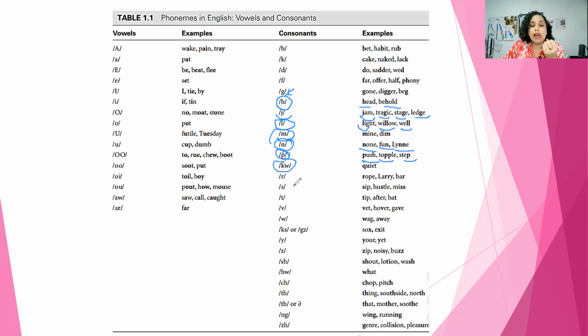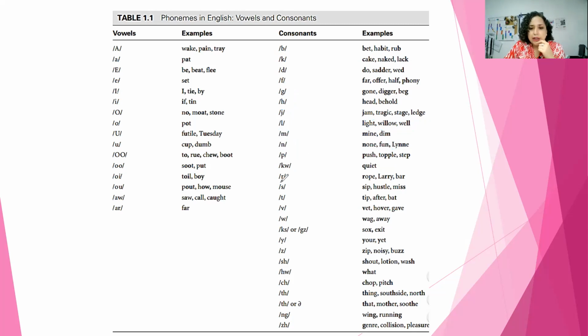KW, it's the sound for Q. Quiet. That's the sound for Q. The R is the sound for R. Simple one, not the Spanish R. That doesn't count in English. It's not the sound of R. No, it's R. Rope, Larry, bar. Inside your mouth, it's like you're eating the R. That's the way of saying it.